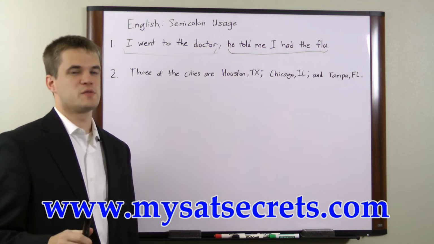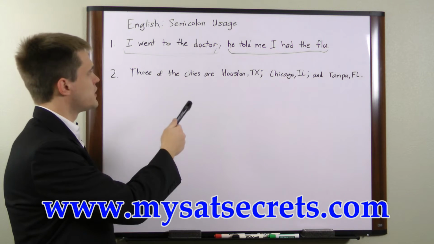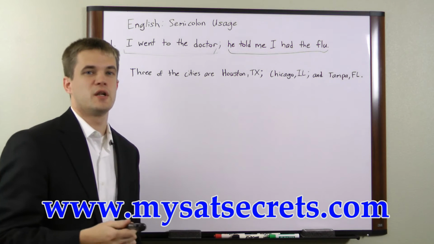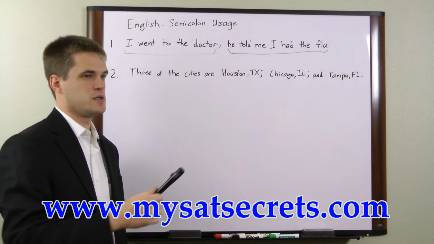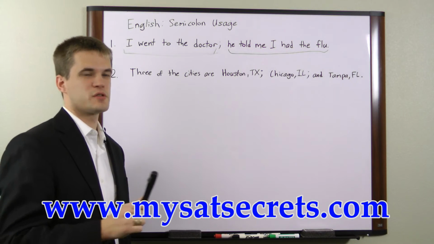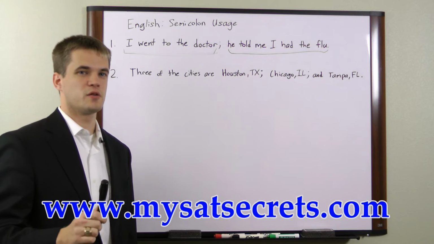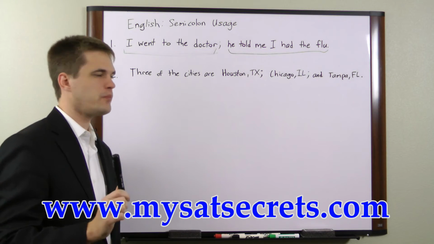You would not, for instance, be able to use a semicolon in a situation where your two clauses were, "I went to the doctor, I scored a 99 on my exam," because they're not related in the same way that these are. So in order to use a semicolon to separate two independent clauses, the two clauses must be very closely related to one another.